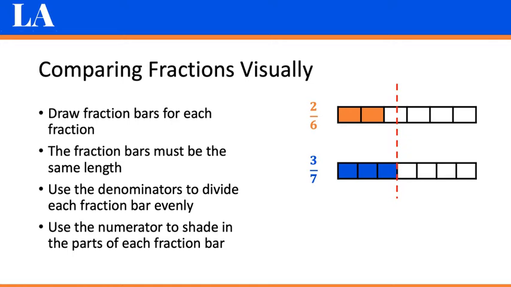Next, we analyze to see which fraction bar, or which fraction, is greater. In looking at our line, the red line, we can see that 3/7 is greater than 2/6.